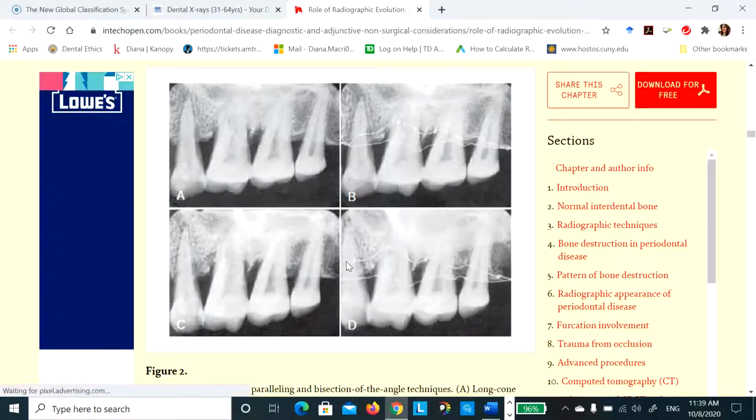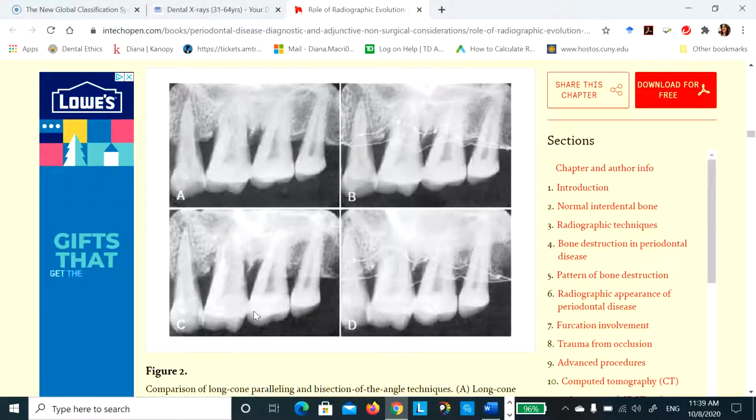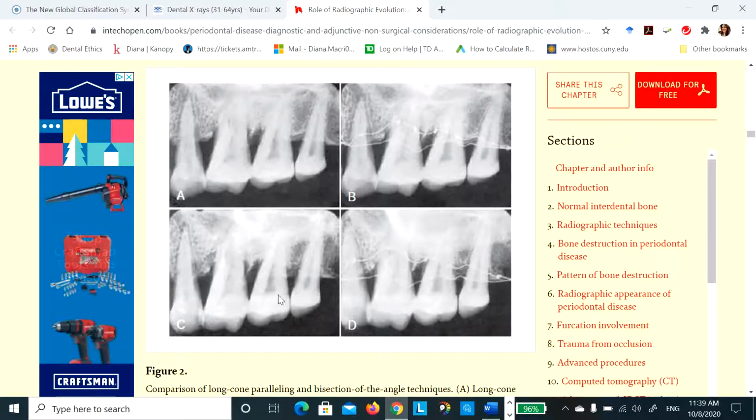Having said all that, I'm going to say this is the upper left, right? So this is 16, 15, 14. And I want you to tell me, at the worst portion, at the most severe level of bone loss, how much bone loss this tooth has. This is tooth number 15. You're going to tell me 10%, 20%, 35, 80, whatever you think the percentage of bone loss is.